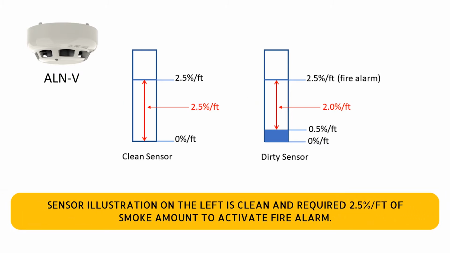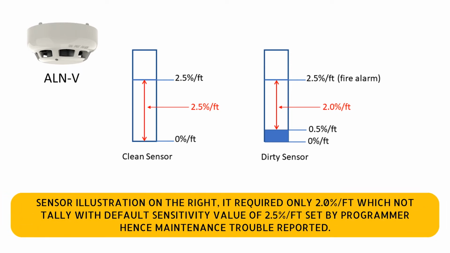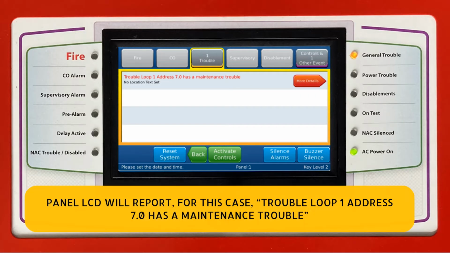Sensor illustration on the left is clean and required 2.5% per foot of smoke amount to activate fire alarm. Sensor illustration on the right required only 2.0% per foot, which does not tally with default sensitivity value of 2.5% per foot set by programmer, hence maintenance trouble reported. Panel LCD will report, for this case, trouble loop 1 address 7.0 has a maintenance trouble.